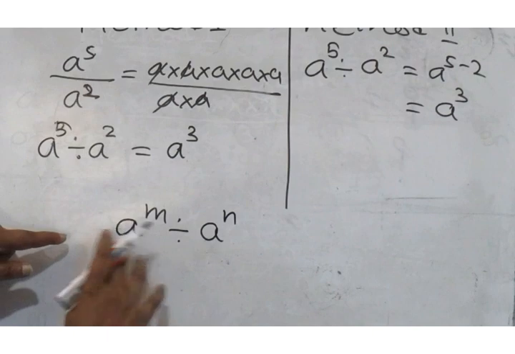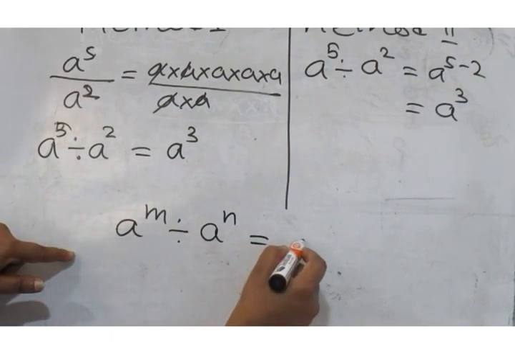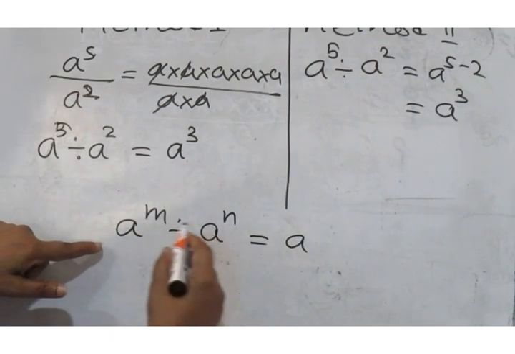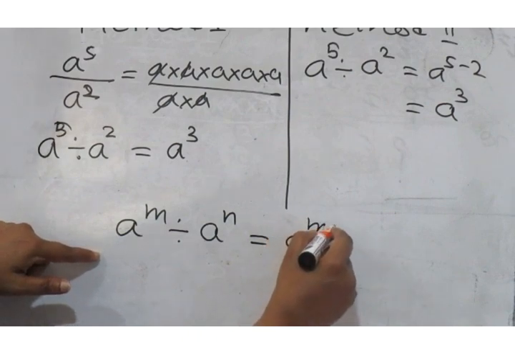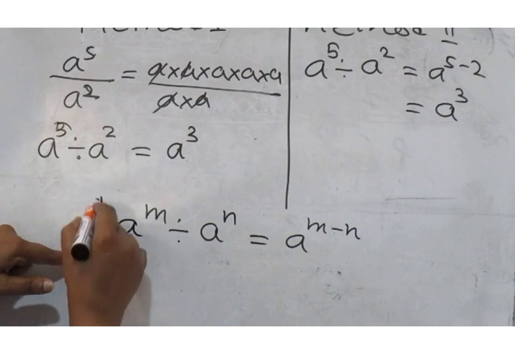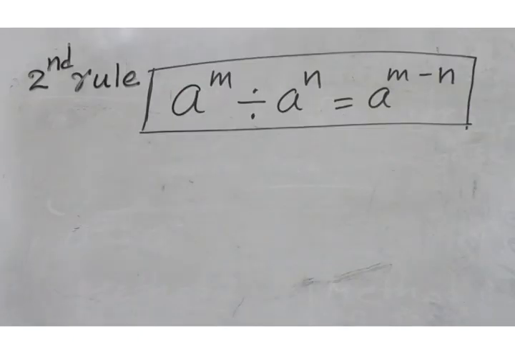This is division of two equal powers. Then take the answer by subtracting the two indices.